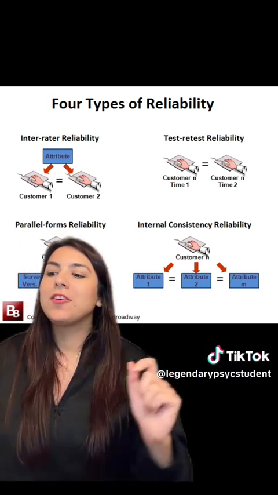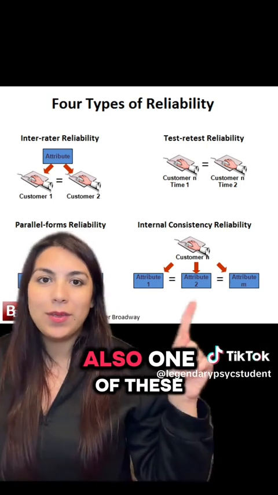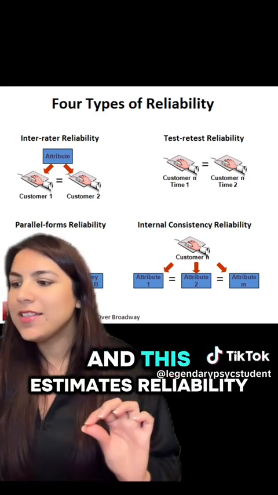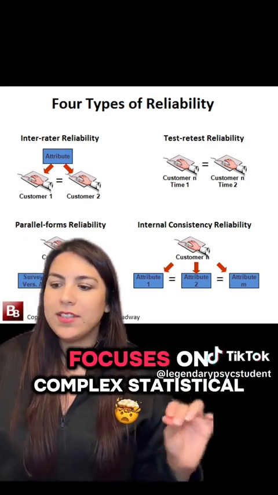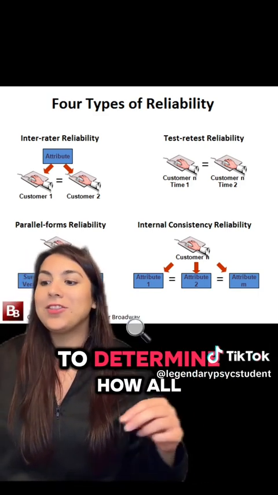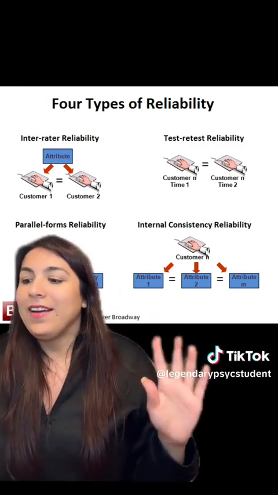Coefficient alpha, coefficient alpha. The Kuder-Richardson procedure, also one of these, is somewhat similar but an older method. It estimates reliability and focuses on complex statistical computations to determine how all the test factors relate to one another. Whatever.